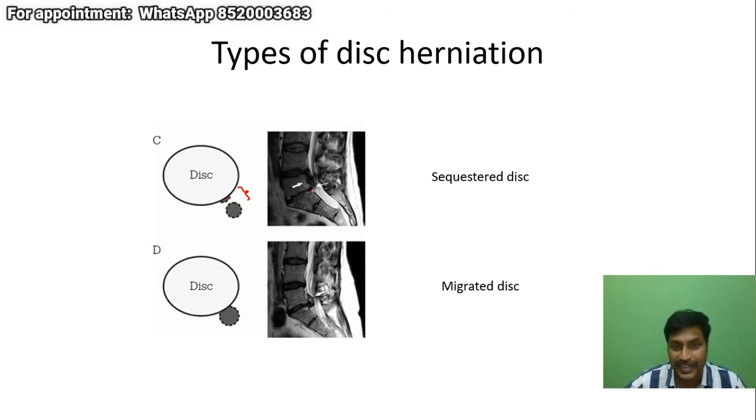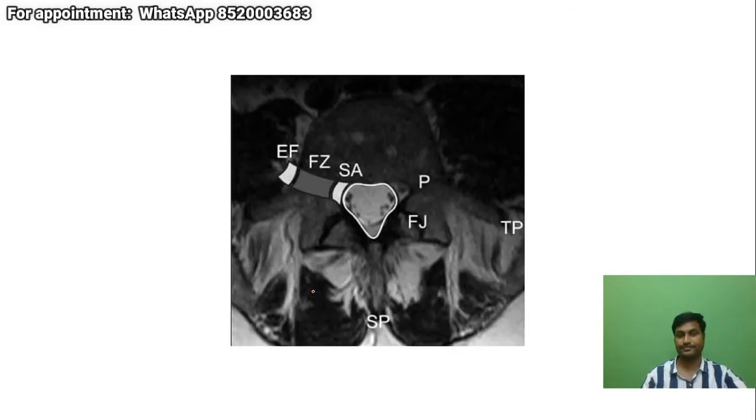Can you see this one? The L5-S1 disc has moved upwards and it's not continuous with the original fragment. This is a migrated disc, where the disc will either move up or move down, but the continuity with the original fragment is maintained. Someone was asking what is a sequestered and a migrated disc, so probably that is clear.